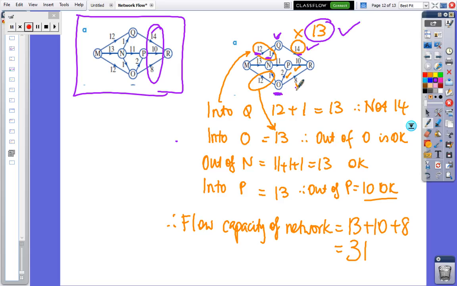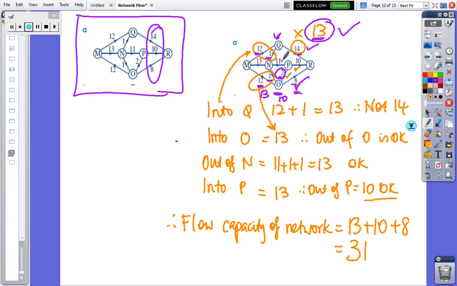Okay, down here at O, I only need to feed 8 out, and I've got 12 and I've got 1, which is 13, and I've got 2 plus 8 is 10, so I've got 13 going in and 10 going out, so I can definitely deliver the 8. So at the moment, the 13 at the top, the 8.